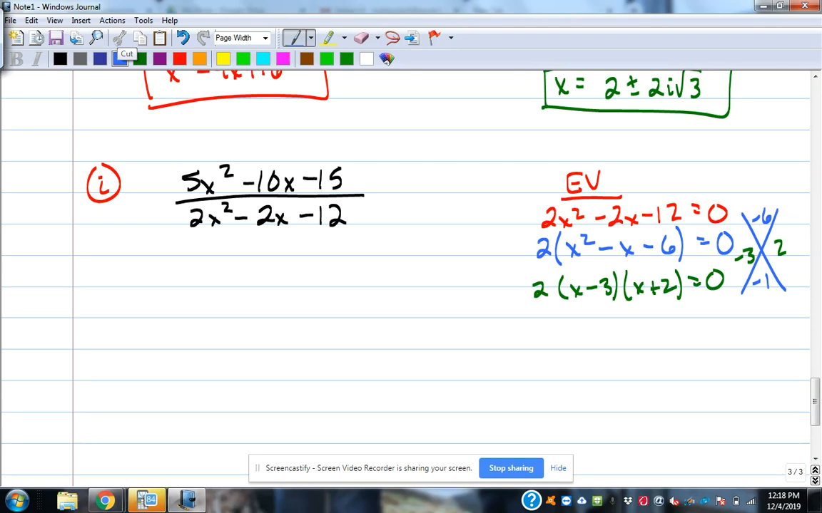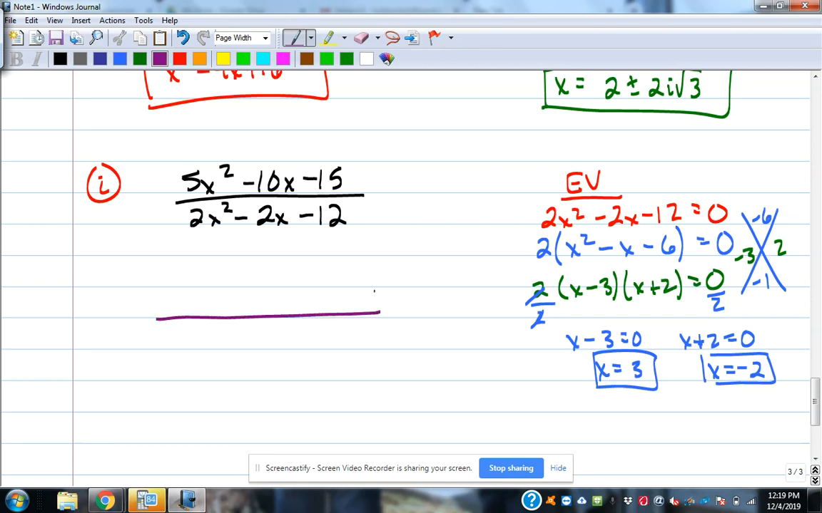What happens to the 2 in the solving step here? Yeah, technically you divide it and it goes away. And you get x minus 3 equals 0, x plus 2 equals 0. And you get 3 and negative 2 are our excluded values. When I go back up here to do my simplifying step, in the factored form, you've got to have that 2 in there. It went away when we were solving, but in the factored form, it's still there. So make sure that you keep it there.